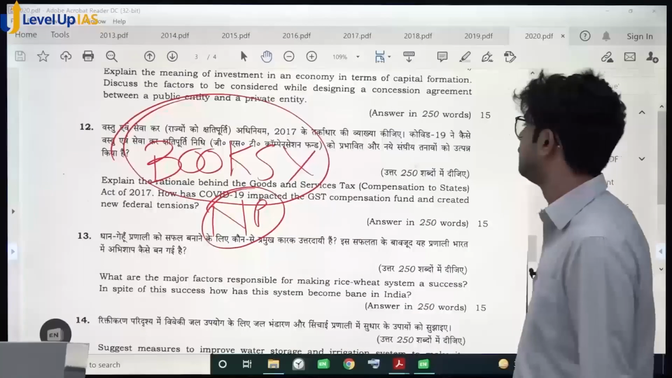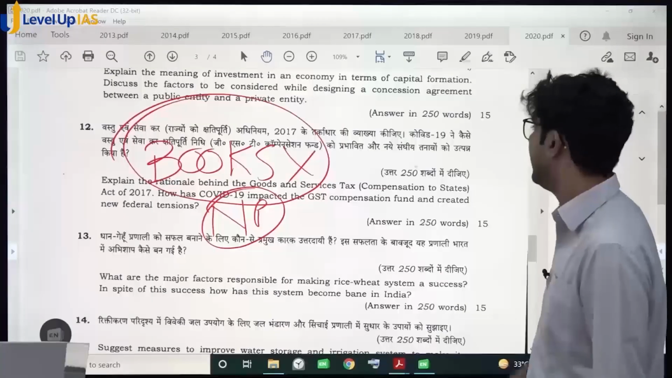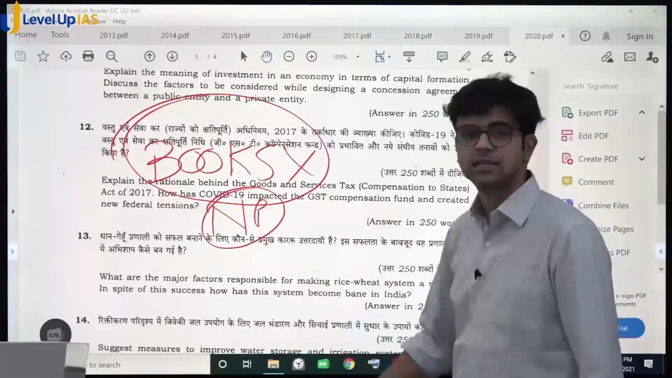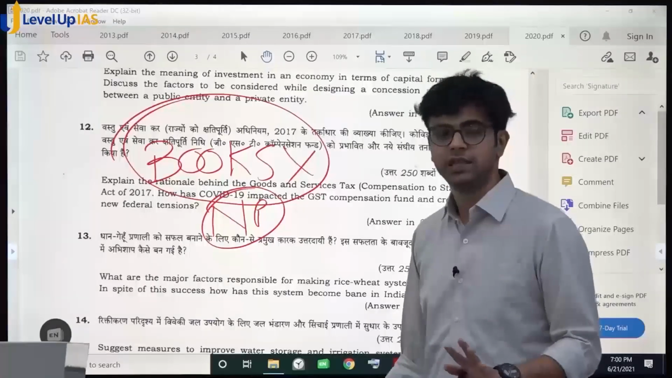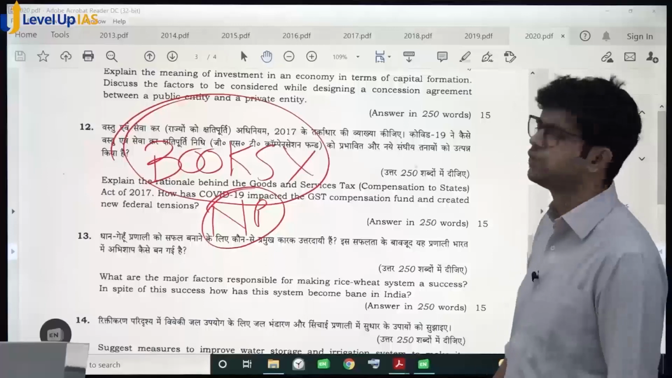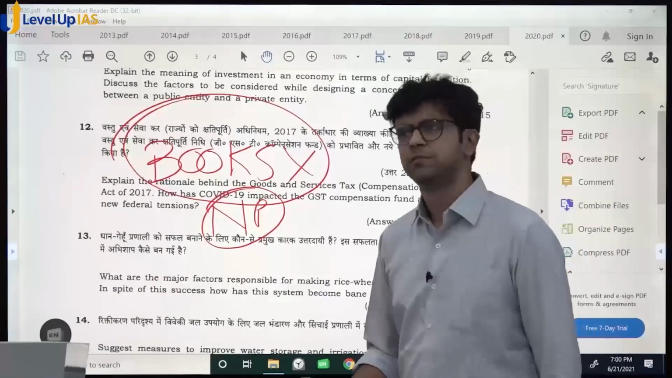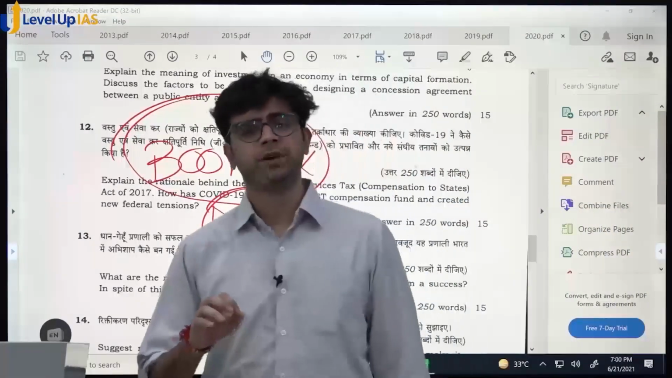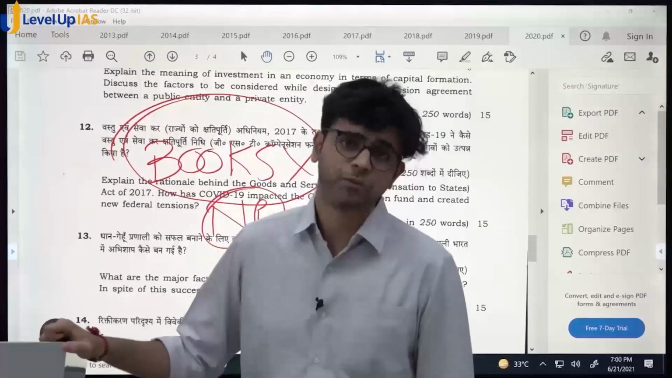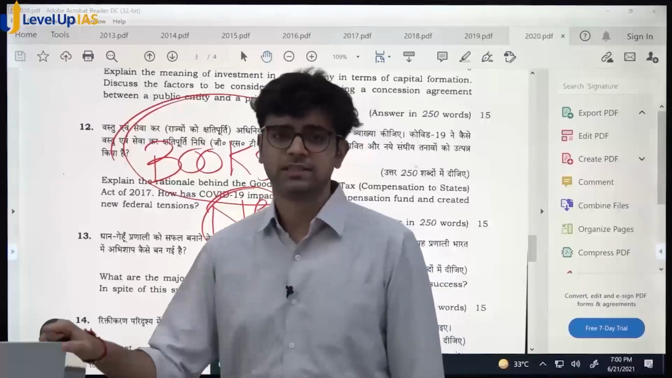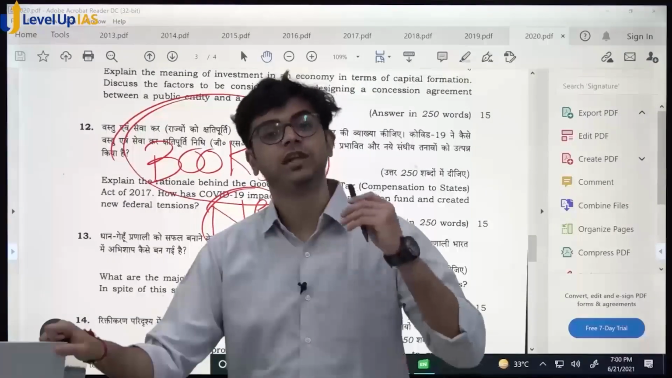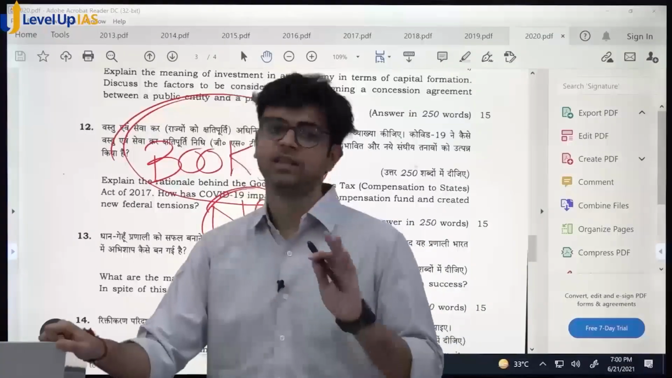Explain the rationale of goods and services tax, not GST. GST Compensation to States Act. There are various acts of GST. GST Compensation to States Act is one of them. So this was a big issue. I'm telling you, for at least 2 months, newspaper articles and editorials had come. 2 months. Just imagine. So it is not possible that you will not know anything about this. It is just not possible. You will know almost everything about this.